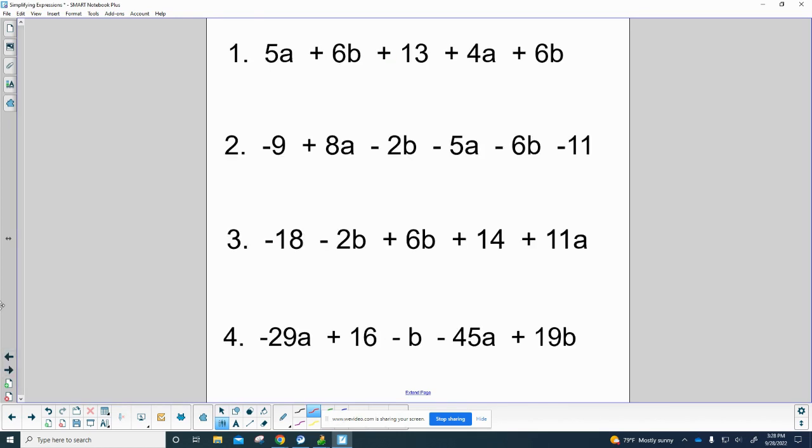What if they get even bigger? Well, the same process. You might have a little bit more to keep track of, so let's go through this one and take a look. So let's start out with the a terms, 5a and 4a. They're both positive. You combine them together, you get 9a.